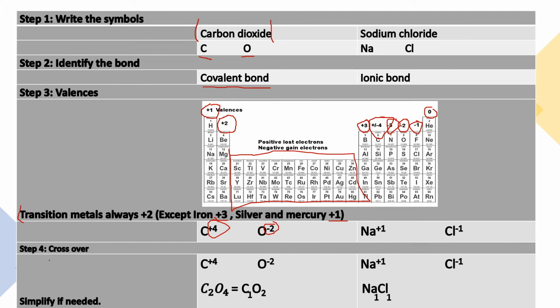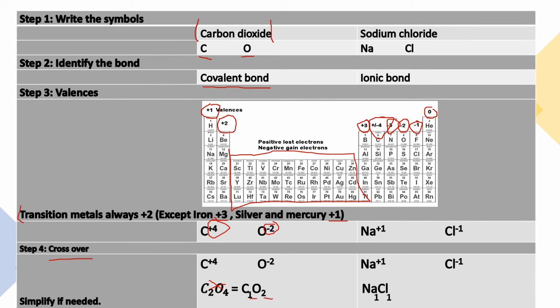Now step 4 is to cross over. So what we are going to do, we put the symbols next to each other, and the 2 of oxygen gets crossed over to carbon, and the 4 from carbon gets crossed over to oxygen. We simplify that, which gives us C1O2. Remember, the 1 can be omitted, which means left out, as it shows us there is only 1 carbon present and 2 oxygens.